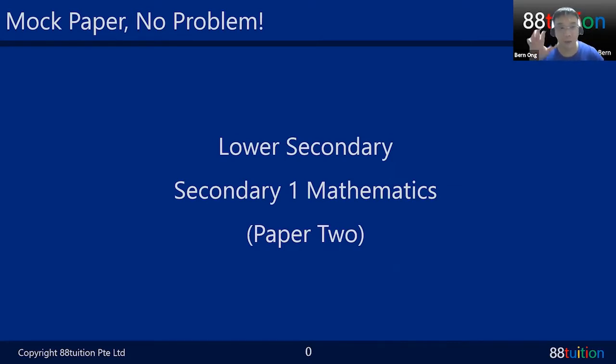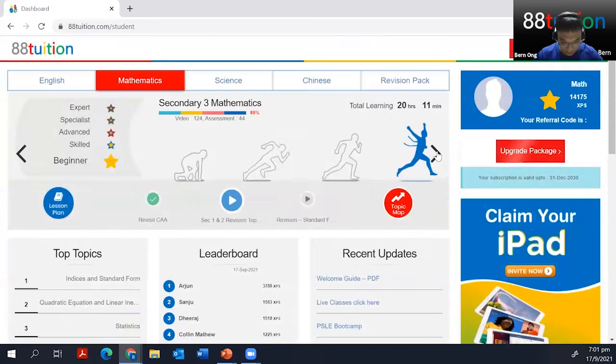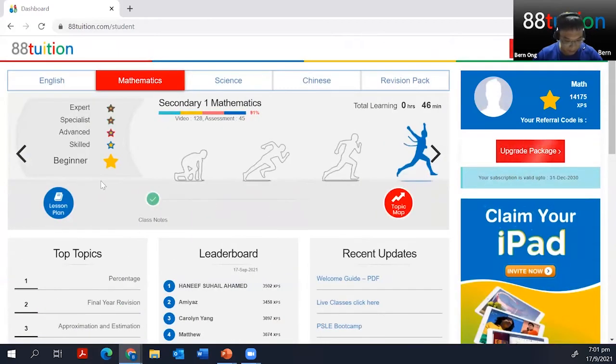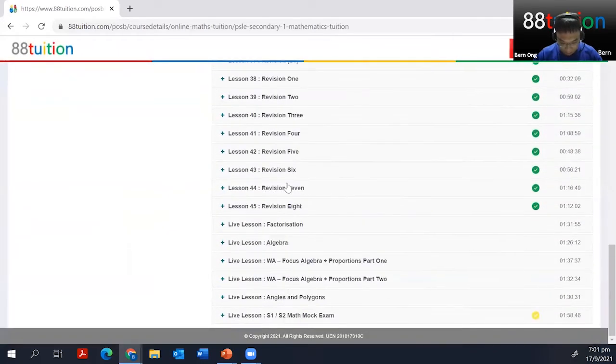Children, if you are tired, you can excuse yourself, but do come back for the recordings. Where do you find the recordings? The recordings can be found on your dashboard. You can click on the dashboard here, and go into your Secondary 1 or Secondary 2 account. So this is your Sec 1 math. Click on the lesson plan, and all the live recordings are inside here. Can you see now? All the live lessons here.